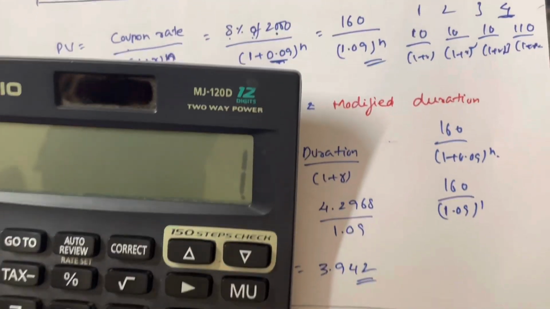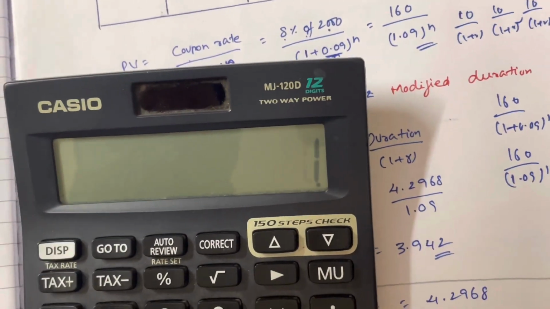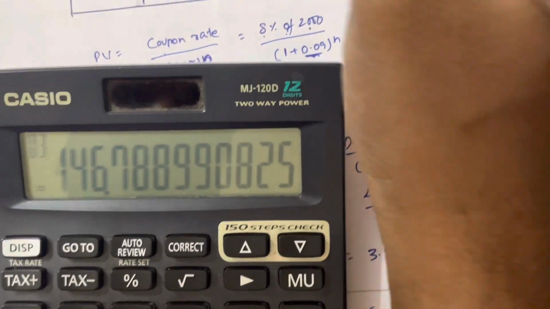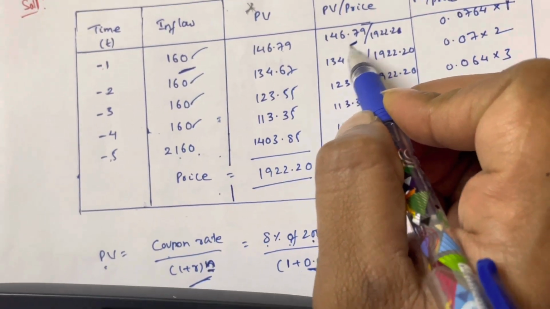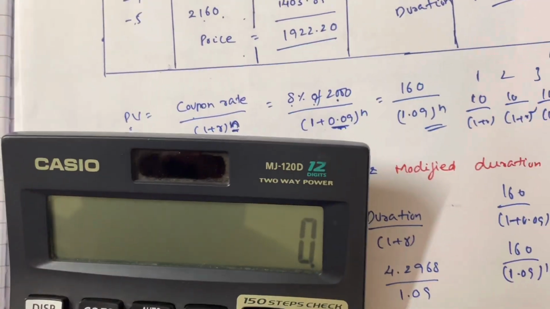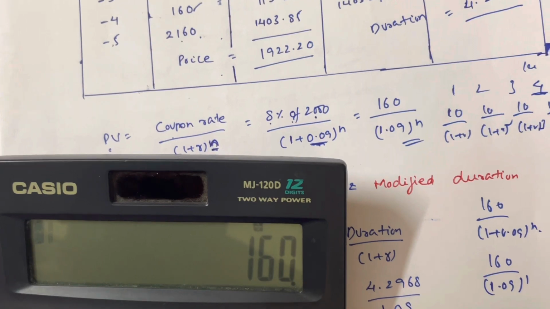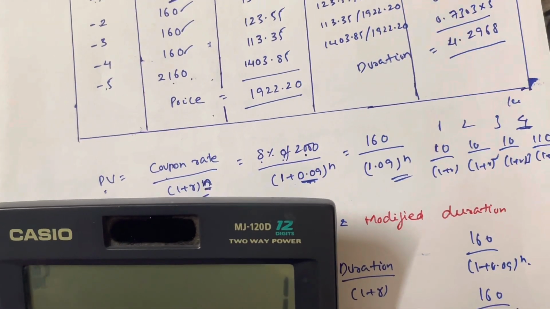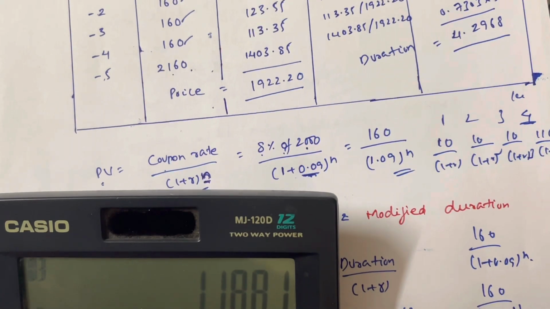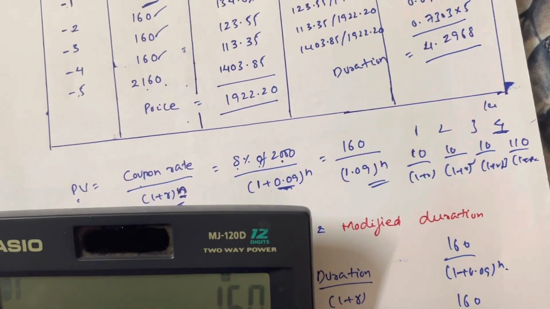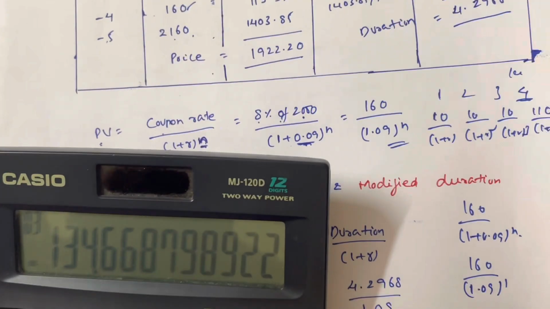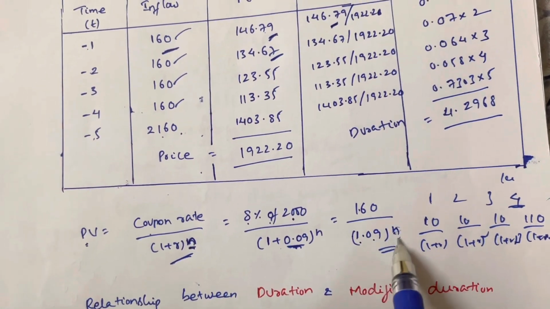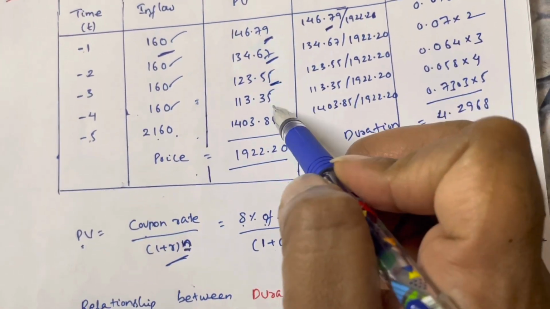So we will get 160 by 1.09. It will give 146.78, round figure 146.79. Similarly, for the second year it is 160 by 1 plus 0.09 whole square. What is 1.09 into 1.09? It is 1.1881. So 160 by 1.1881 will give 134.67. For the third year, the formula is 160 by 1.09 whole cube. That will give 123. For the fourth year you will get 113.